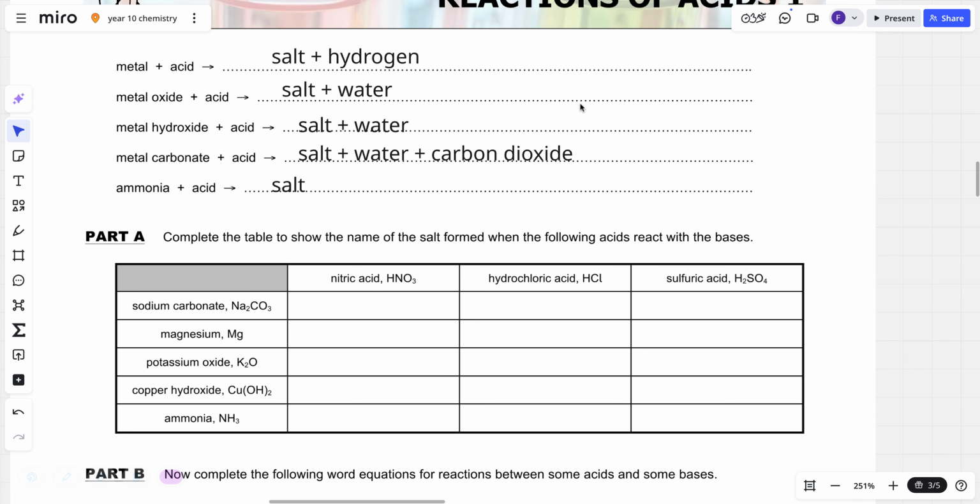So one thing I said a lot in year 9 is what we say in English is very different to what we say in science. If I was to say to people, name me some salts, they turn around and say table salt, pink salt, Himalayan salt. Yeah, all right, fine.